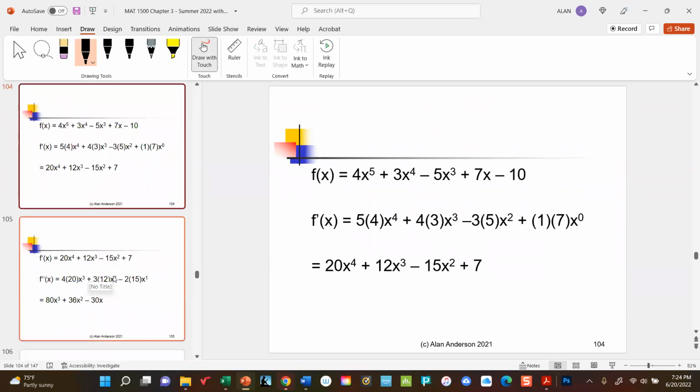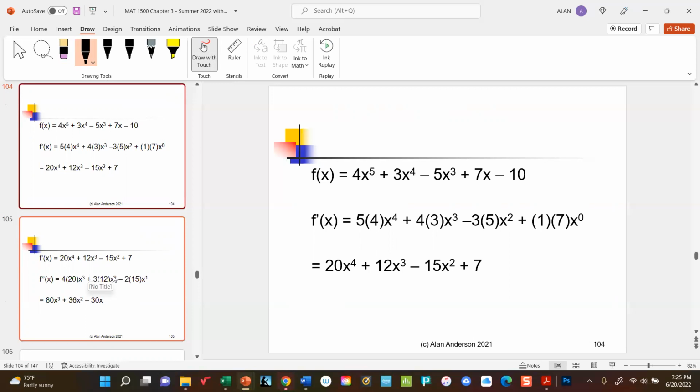Here's the function again. The first derivative we'll calculate the way we've been used to. You'll see there that we apply the power rule to each of the 4 terms in the normal way. The 10, of course, drops out. And you can see that the first derivative ultimately turns out to be 20x to the 4th plus 12x cubed minus 15x squared plus 7. And so it's still a polynomial. So I'll give you a minute to catch up, and then we'll do the second derivative. In fact, you may want to go ahead and get started on it.